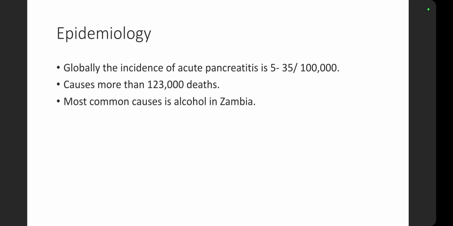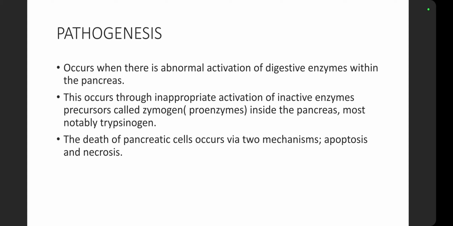So epidemiology, globally the incidence of acute pancreatitis is 5 to 35 per 100,000. It causes more than 123,000 deaths. The most common cause in Zambia is alcohol in our setup.